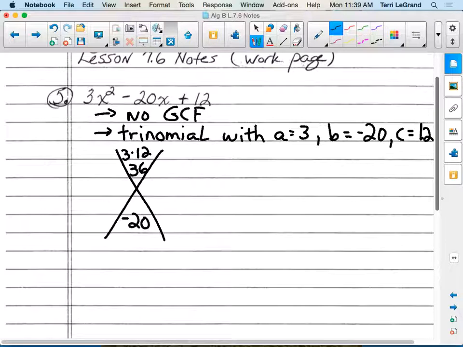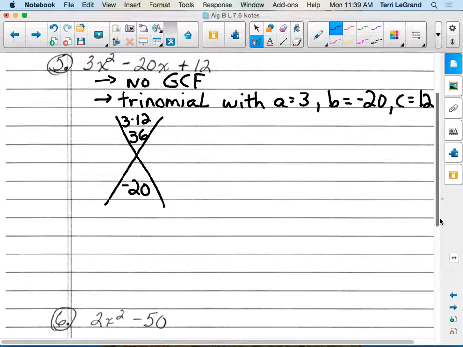Okay, let's make this happen. What multiplies to be a positive 36, but yet adds up to a -20? So both of them have to be what? Negative. Noah, what do you think they are? -2 and -18. Okay, -2, -18. 2 times 18 is 36, and a negative times a negative is a positive 36. And yet they add up to a -20.